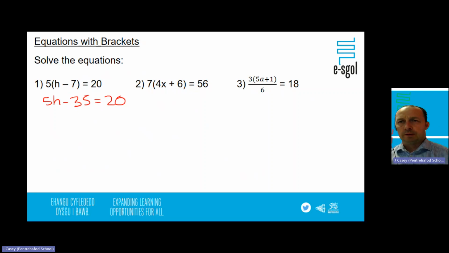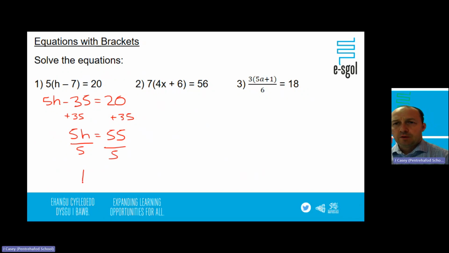All I've done is write it in a different way. So it's -35 now. So I can add on 35 to the left-hand side, add 35 to the right-hand side, and that gives me 5h equals 55. I'm going to divide both sides by 5, and the value of h is 11. So really similar to our previous question. The main difference is I have to expand the brackets first, then I can do my adding both sides, then my dividing.